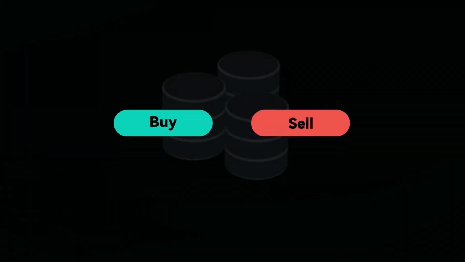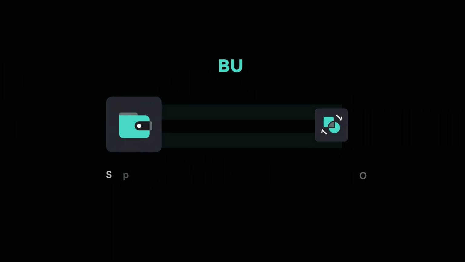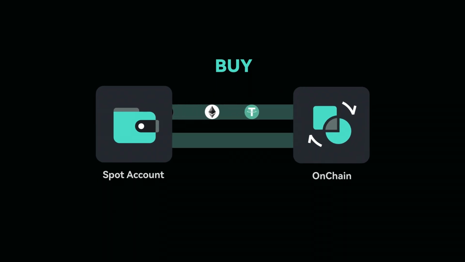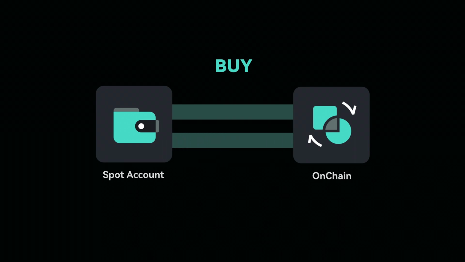How to complete on-chain transactions. Buying and selling are the core operations of on-chain transactions. Buying involves using USDT, or ETH, BNB, SOL, from the spot account to purchase the target cryptocurrency, while selling converts the on-chain assets held in the spot account into USDT or the native token of the corresponding public chain.